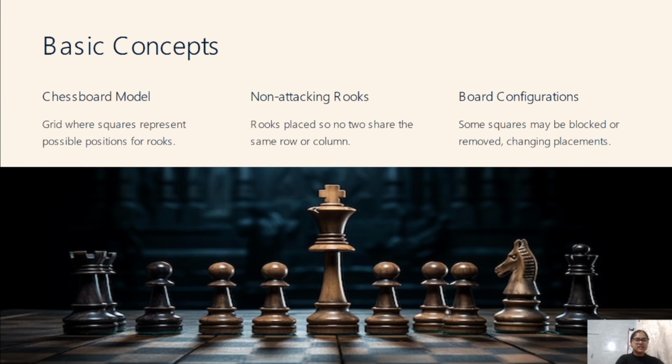Basic concepts. Chessboard model. Consider an m by n board. Each square can either be available or blocked. Non-attacking rook placement. Rooks attack along rows and columns, so a placement is valid only if no two rooks share the same row or column. Board configuration. Rook polynomials can be computed for full boards or boards with certain squares removed, called Ferrers boards.